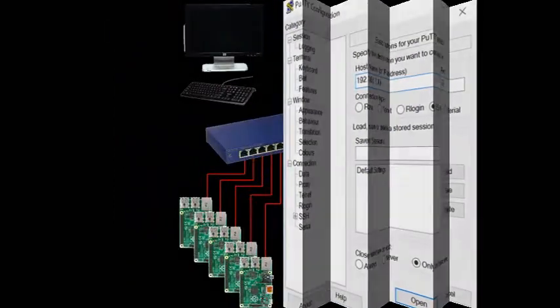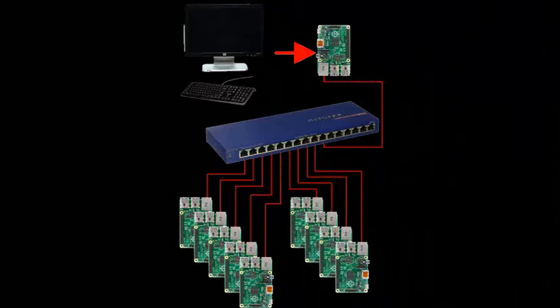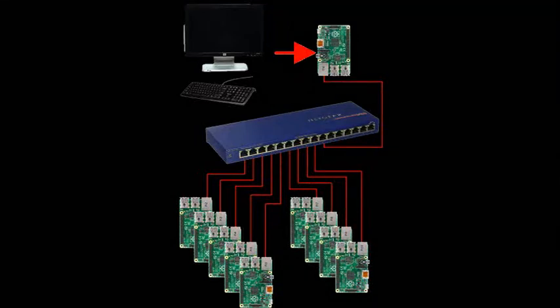I set Pi1 up so it can be the master node in my parallel processing system. Then, I had to program the Pis so they would recognize each other over the network. This was accomplished by creating a file on Pi1 that had the addresses for Pis 2 through 10.